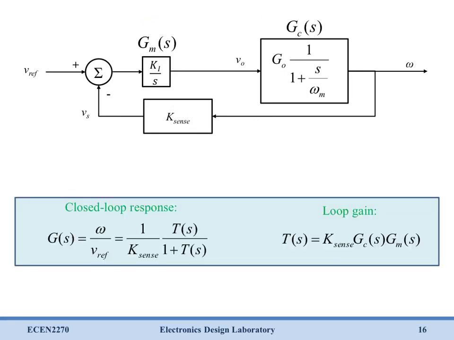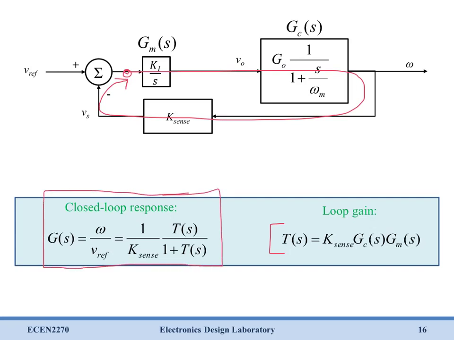Here we've just written them out a little bit clearer. Again, we have T equal to K-sense times GC times GM, and this is traditionally called the loop gain. We call it the loop gain because if you picked a point on the loop and simply went all the way around once, you end up with this term, GM times GC times K-sense. And so our full closed loop response to the system, GS, is going to equal this function here.